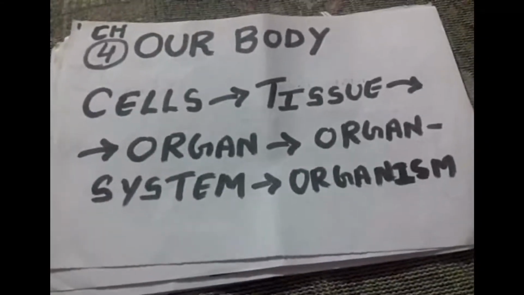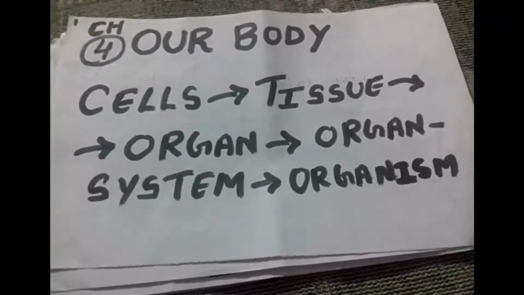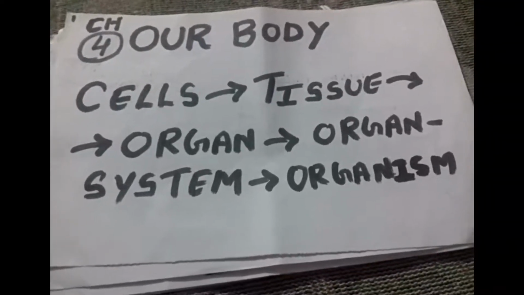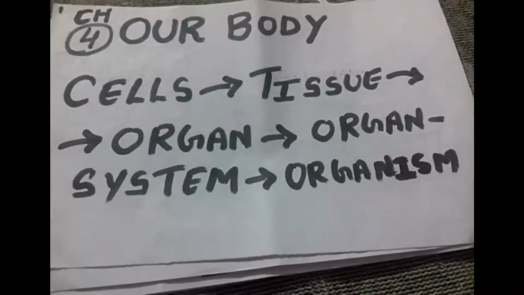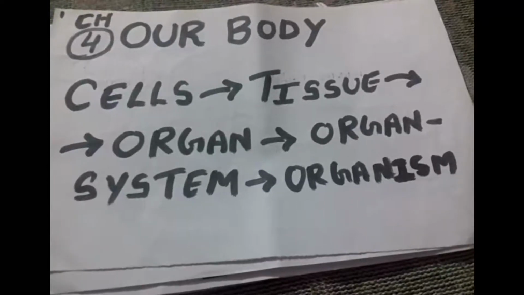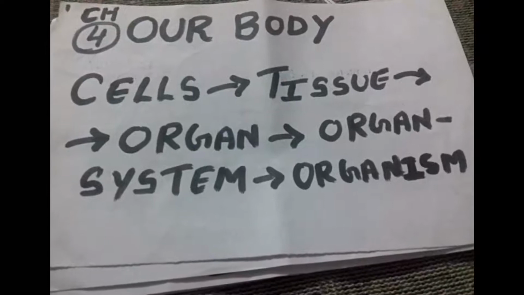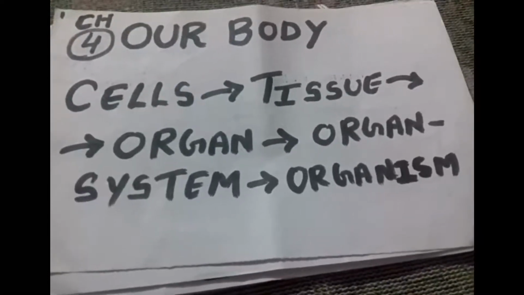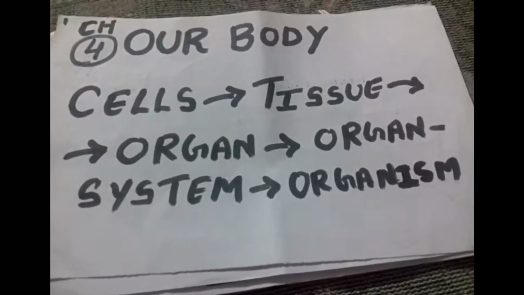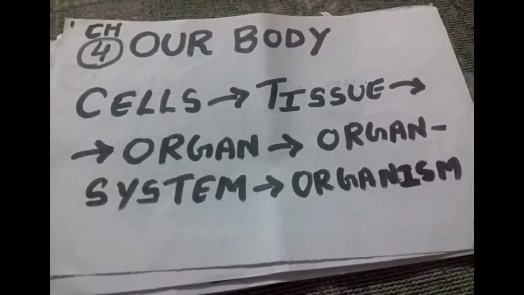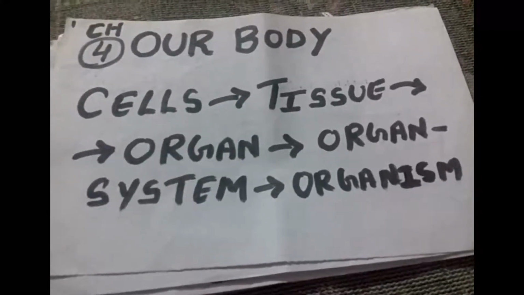Different organ systems perform different functions together and make up an organism. We are an organism. So in this we have seen our body is made up of cells. Cells convert into tissues, tissues convert into organs, organs convert into organ systems, and organ systems finally convert into an organism. So students, I hope you have understood this.